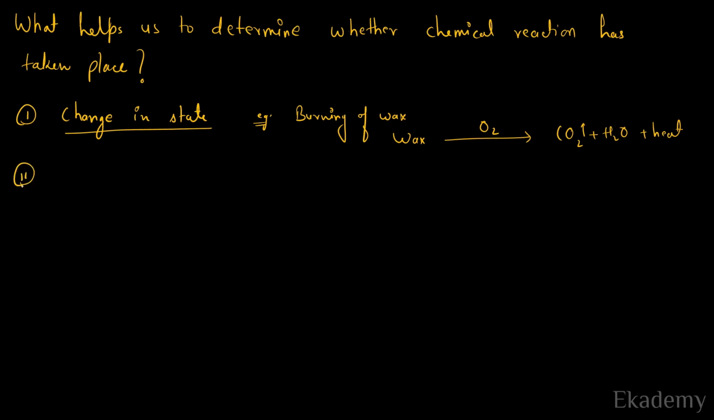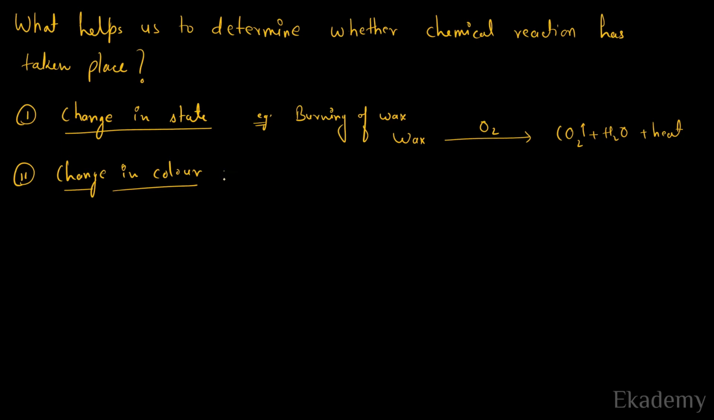The second parameter is change in color. We have already seen this in previous examples where lead nitrate combines with potassium iodide to form lead iodide, and we have already seen that lead iodide is yellow in color, whereas the initial substances lead nitrate and potassium iodide were transparent.